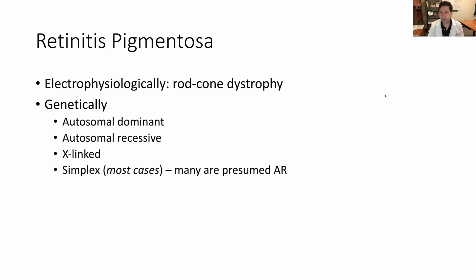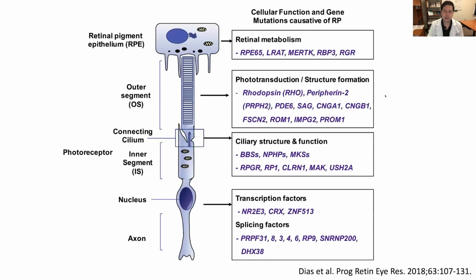In most cases they are simplex or sporadic cases, where the patient may be the only person in the family affected with no known family history. And we think that most of these cases are likely autosomal recessive cases that have not yet been genetically defined.